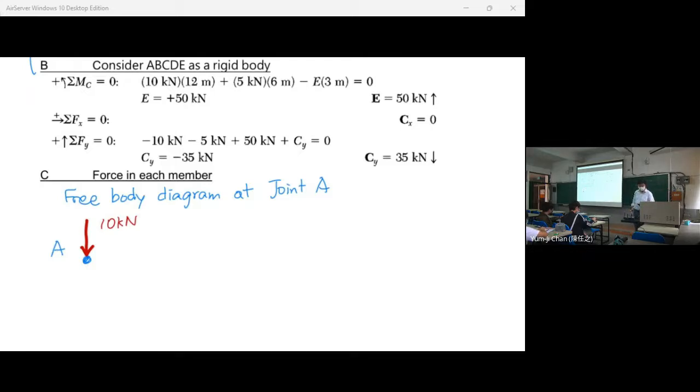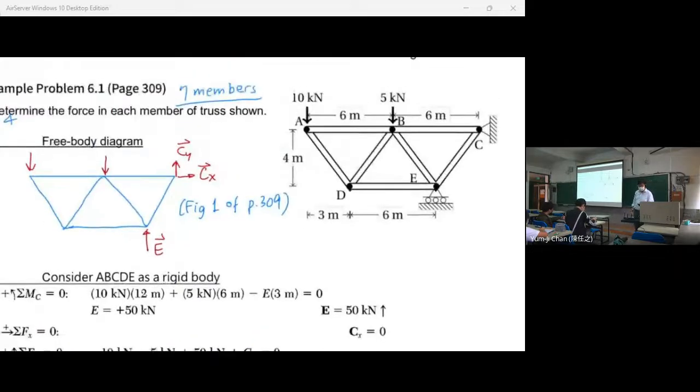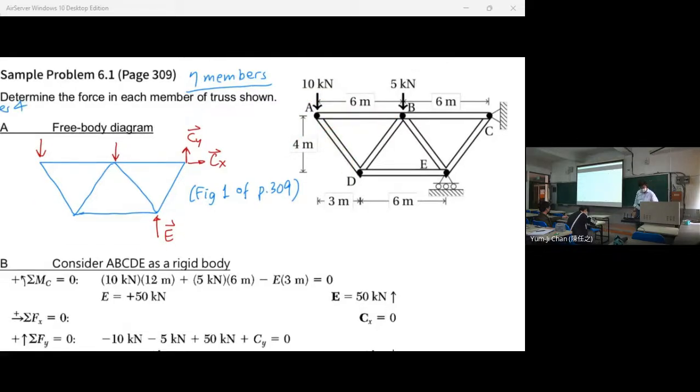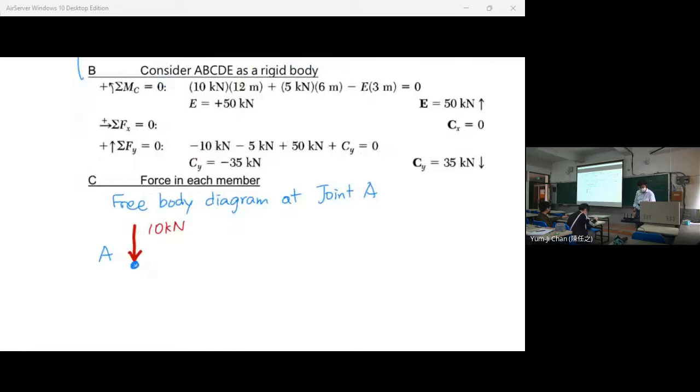So what are the members connecting joint A? Let's go back to the figure. If we look at joint A, which rods connect to joint A? We have AB and AD, right? If we look at joint A, we have AB and we have AD. Let me write it like this.